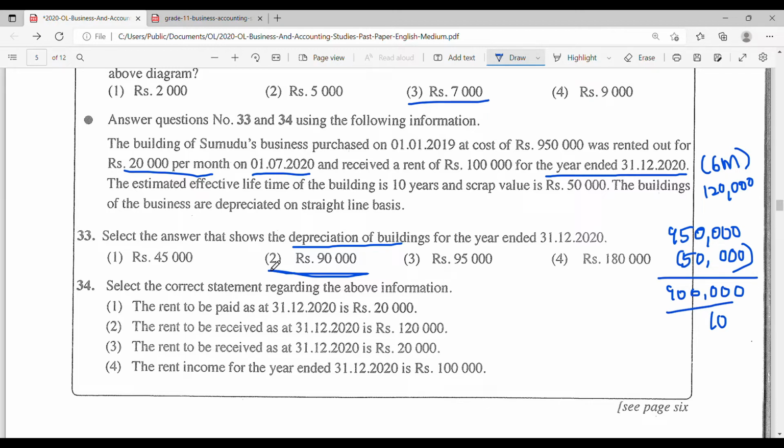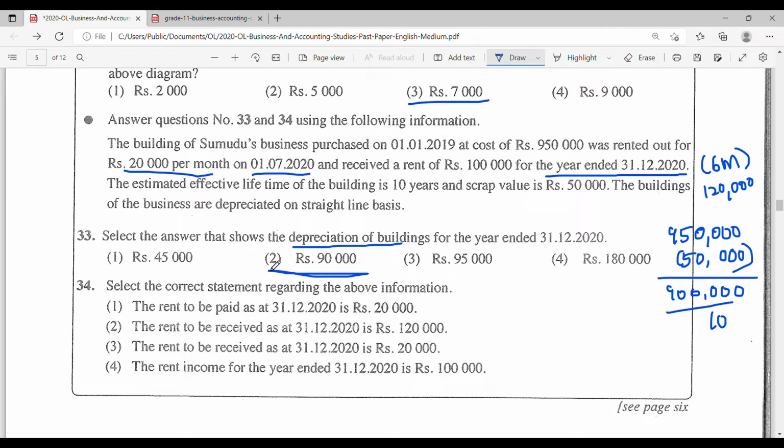If the purchase date is somewhere in the middle of the financial year, then you get the per year depreciation value, here 90,000, and you have to prorate it to the number of months that you have used. Okay. Question number 34.